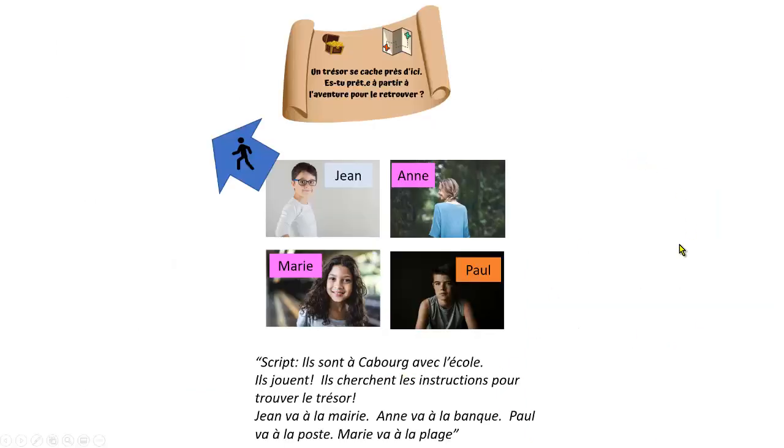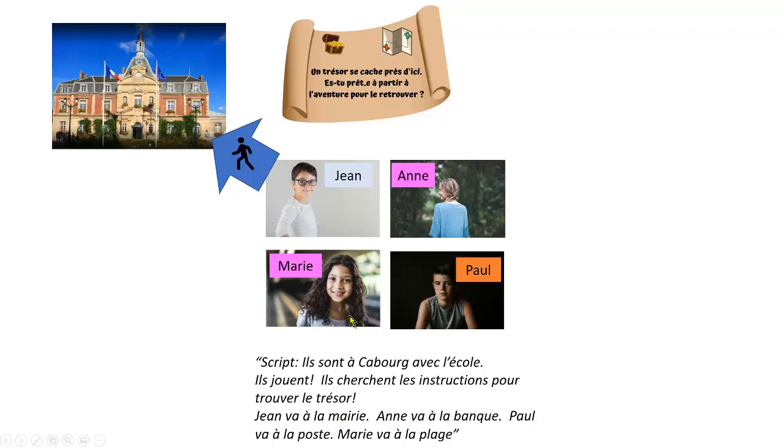So here's an example. Imagine I'm the teacher and I will say, right, these students are in Cabourg with the school, that's where we go in year 8, they're playing. They're going to look for instructions for finding a treasure which is hidden. So treasure hunt really. And you would tell them, Jean va à la mairie. Ça c'est la mairie. Il y a une mairie à Cabourg. Ça c'est la mairie. Et Jean va à la mairie.